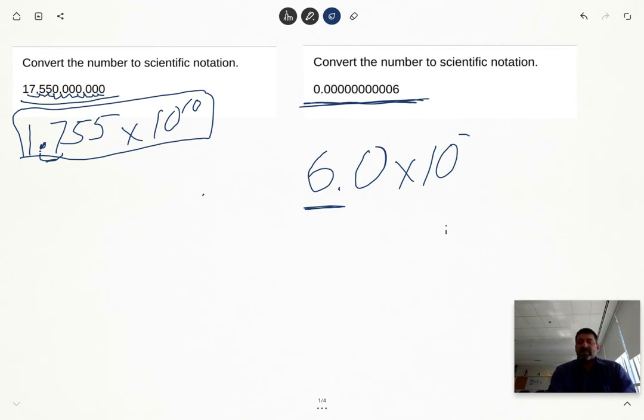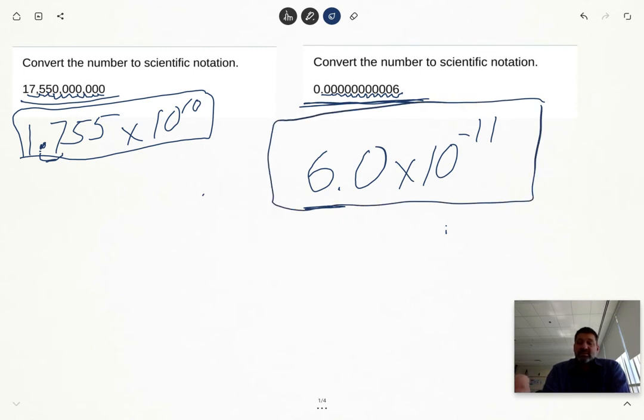So we have to count how many places we moved the decimal point. It's 1, 2, 3, 4, 5, 6, 7, 8, 9, 10, 11. So to get that decimal point after the 6, we're moving it 11 spaces. So we would get negative 11 as our exponent. If we were to go the opposite direction, we would expand. I'll get to that on the next page. Both of those have been changed from what's called expanded form to scientific notation.